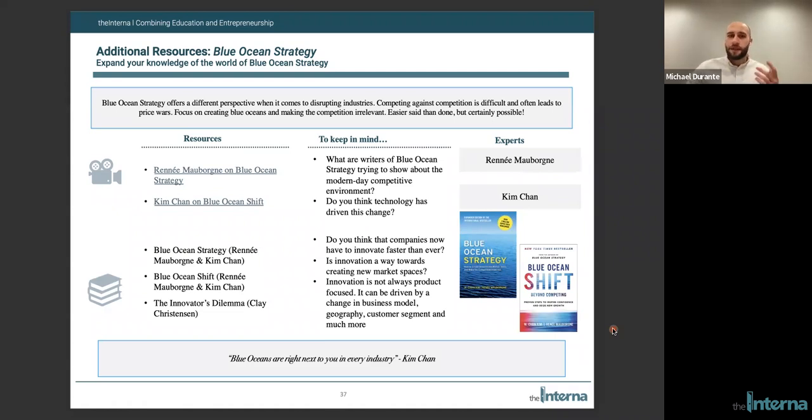And so what I would definitely recommend, if you do get the time, is to read through the books that René Mauborgne and Kim Chan have written, and then a really great complementary one as well, something called The Innovator's Dilemma by Clay Christensen. All of those are brilliant books, some great ideas coming through there.